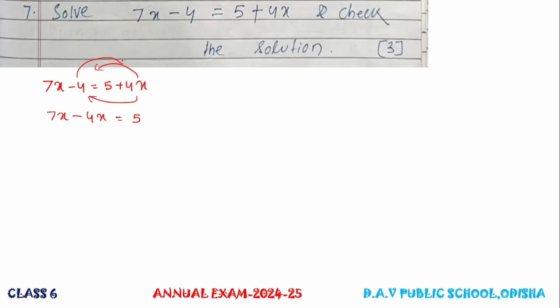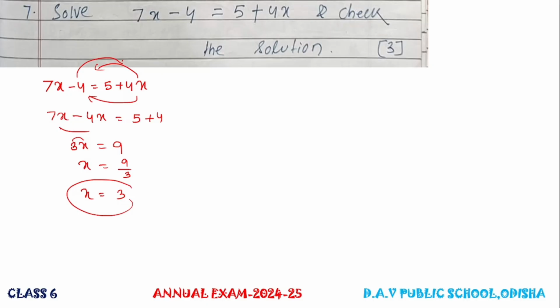Minus 4 becomes plus 4, that is plus 4. Now solve 7 minus 4, that is 3x equal to 9. So x equal to 9 divided by 3, or x equal to 3. Okay, because 3x means 3 multiplied with x. So multiply means on the right side it becomes division.